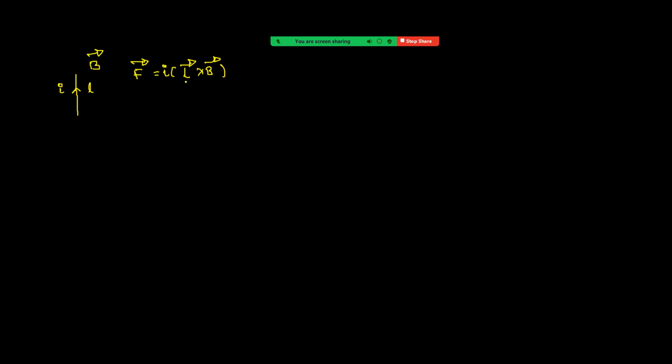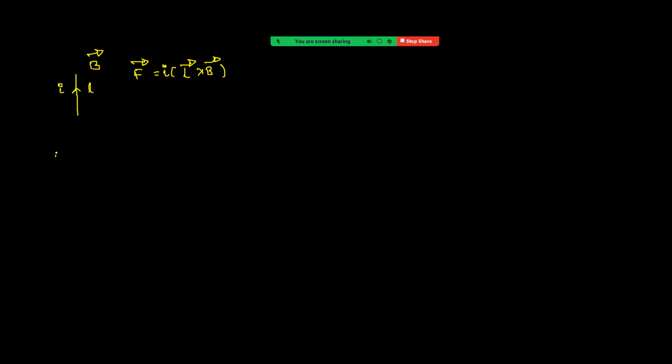And the direction of L bar is the direction of current. The direction of force is given by the cross product L bar cross B bar, and we know how to find the direction of a cross product. So this is what we are getting based on the observations. This is for a straight wire. Now, if it is not a straight wire, then how to find force acting on that wire?